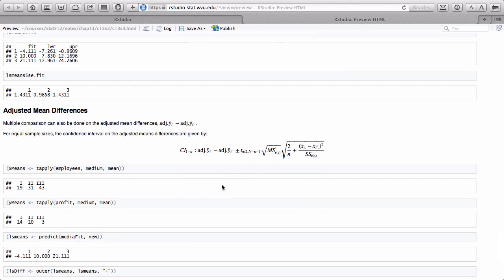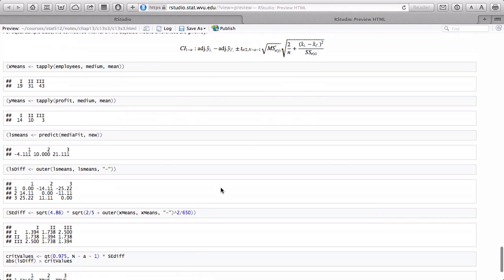Well, here's the formula. What I'm doing here is using tapply on employees, median, mean, and profit. What these are is a sample mean. So if I look at the first group, 19 and 14, 31 and 10, 43 and 3, those are the plotting points for the red points. In other words, those are just the sample means by median for profit and employees, not the least squares means. So if I wanted to plot those red points, I could use those.